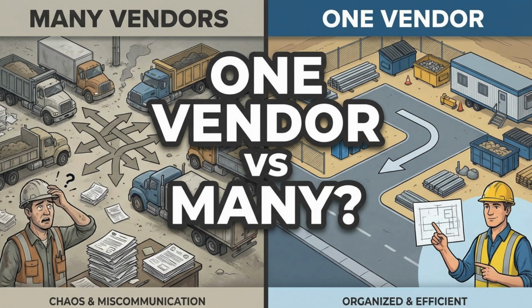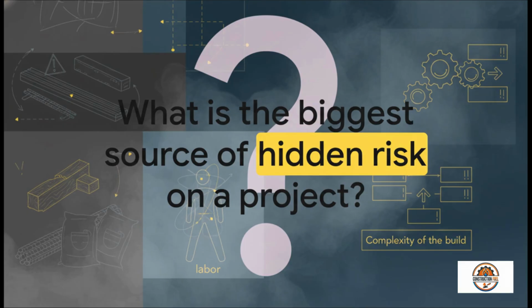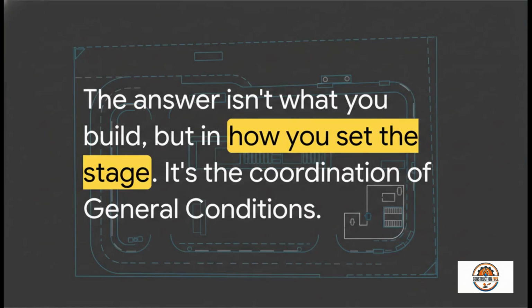All right, let me ask you something. When you think about risk on a job site, what comes to mind? I bet you're thinking about materials, right? Or labor shortages, or maybe just the sheer complexity of the build. But what if the biggest hidden risk, the one that sneaks up on you, is actually none of those things? It turns out the answer isn't really about what you're building. It's all about how you set the stage.